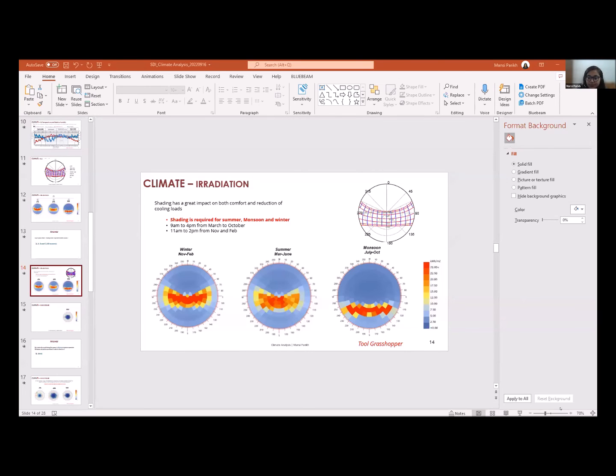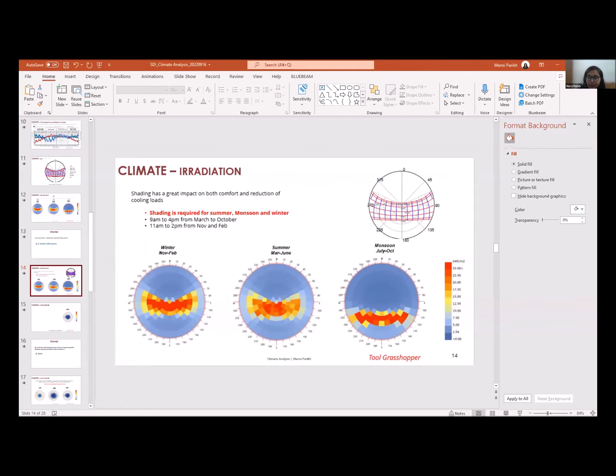One moment. I'll share my screen. Okay, can you see my screen? Yeah, it's visible now.